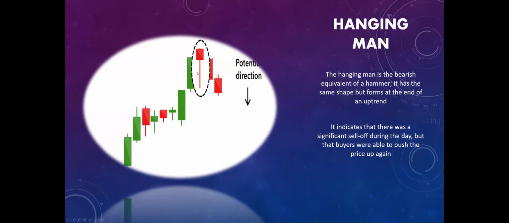I like using this one if I'm watching on the 4 hours. I think that the buyers are struggling to keep pushing the trend. And as you see in this example, this red candle failed to close above the green candle right before it. And my entry would be if it's followed by a red candle covering 50% of the wick. Got it?